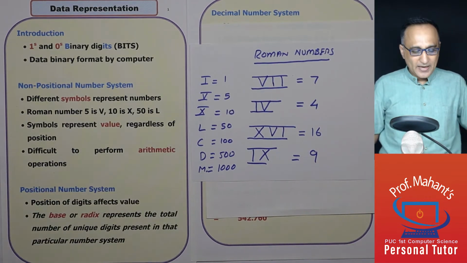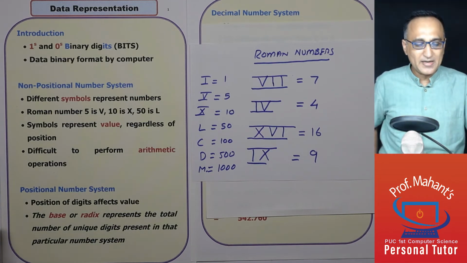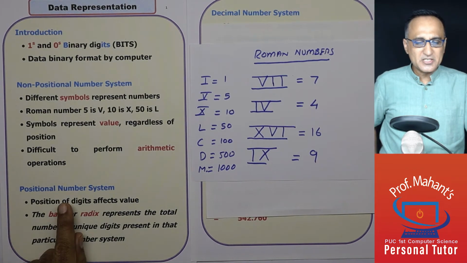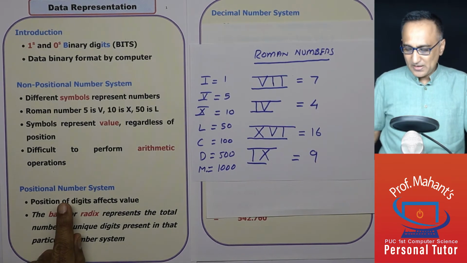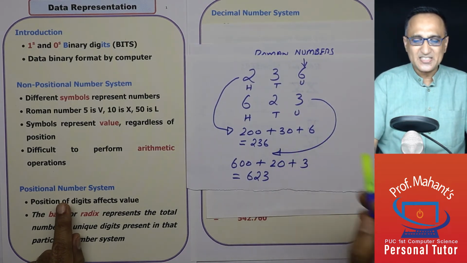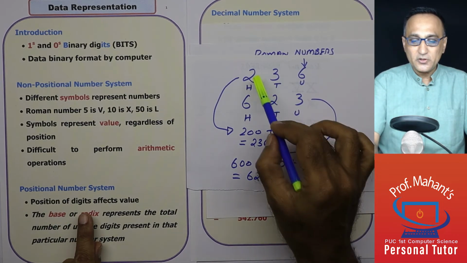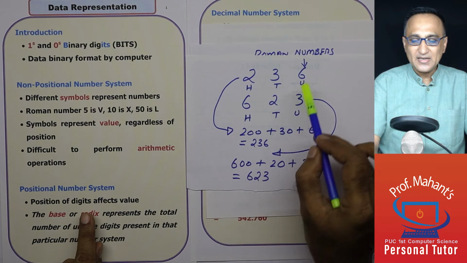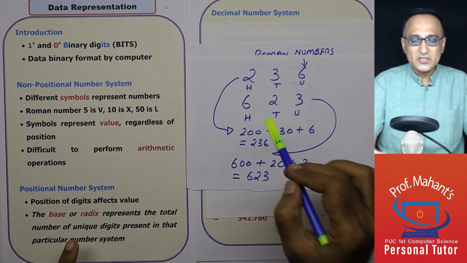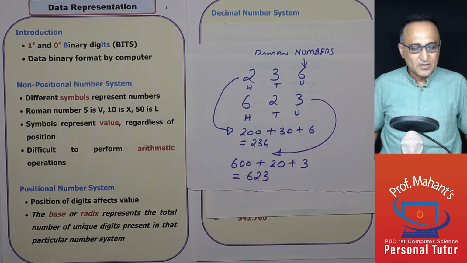So we have the Arabic number system, or the Indian number system, or the decimal number system, which is very widely used. Now, in a positional number system, as I showed you in the example of 236 and 623, the position of the digits really affects the value. The 2 here is not the same as the 2 here. The 6 here is not the same as the 6 here, because its position requires it to be multiplied with 100, and here with the units.